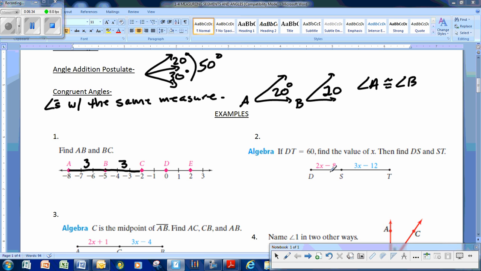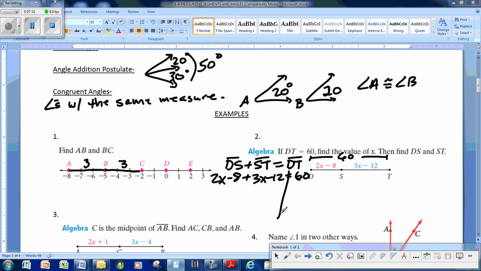All right, the next one here is applying the segment addition postulate. If DT is 60, find the value of x, then find DS and ST. So first, I'm going to add 60 to the diagram. 60 is the length of DT. Using the segment addition postulate, I know that if I take DS and add that to segment ST, it's going to equal the whole thing, DT. So I'm just going to substitute in their expressions. DS is 2x minus 8 plus ST is 3x minus 12, and they both add up to 60 as a total. So I'm going to go ahead and solve that for x.